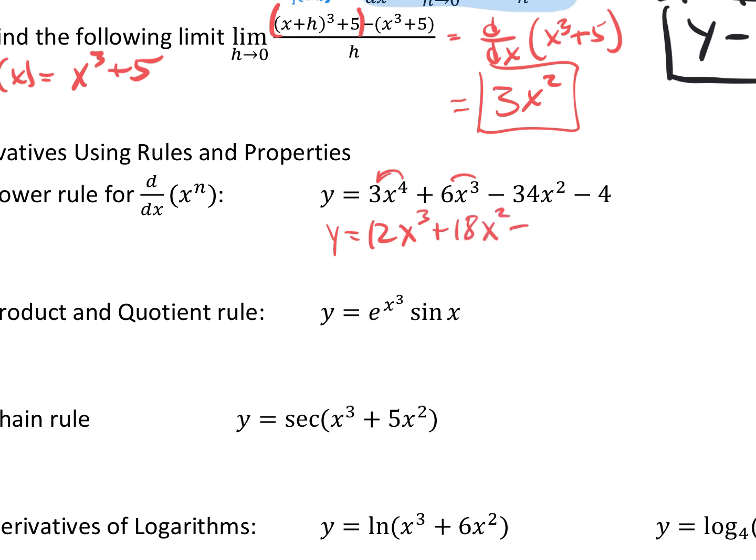2 times 34 is 68. And the constant goes away. So there it is. There's y prime.